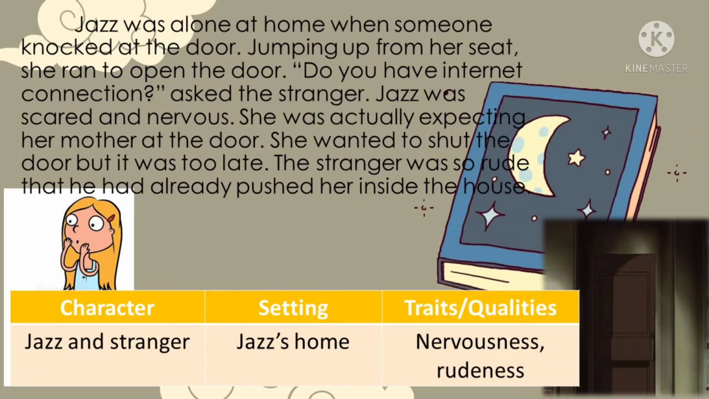Did you understand the story? Who are the characters in the story? Yes, Jazz and the stranger. And where is the setting, or where did the story happen? Yes, in Jazz's home. Do you feel the same as what Jazz felt? Yes, because of the traits or qualities felt: nervousness and rudeness. From the two characters in the story, who plays the villain? Yes, the stranger. He played the role of the bad guy.